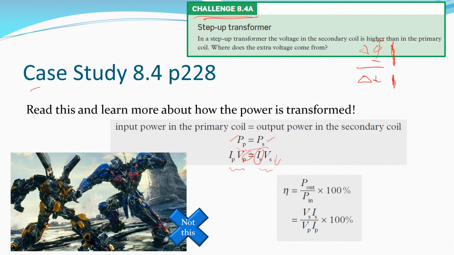Okay, I do encourage you to check out case study 8.4. It's in your textbook there, and have a look at how we can work out the efficiency of our transformers. It's all about power in, power out, and you can actually measure it. Now, I know I said before that they should be equal to each other, but there usually is some loss because nothing's 100% efficient. There's always losses to heat and things like that.